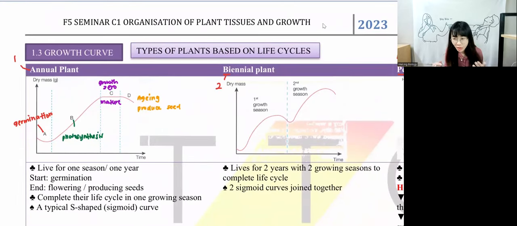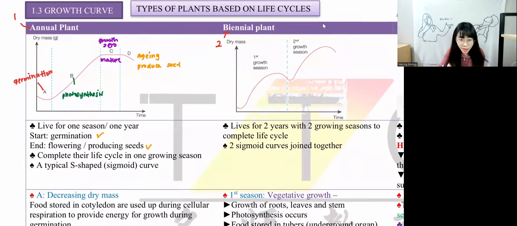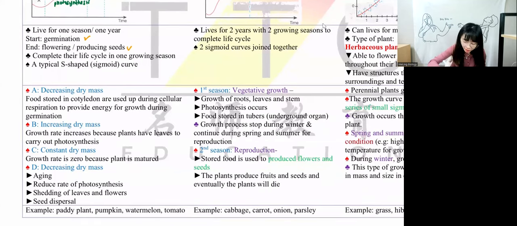Okay, why do we call this an annual plant? Because the starting point is germination and the ending point is to produce seed. The explanation I've written over here already. These are the four points that you have to know. What other plants are annual plants? They can only live for 1 year. We have watermelon, tomato, pumpkin, paddy. Sometimes they ask you to write one or two examples, so at least you have to know two examples. Just remember paddy and watermelon. It's easy, okay? They can only live for 1 year.